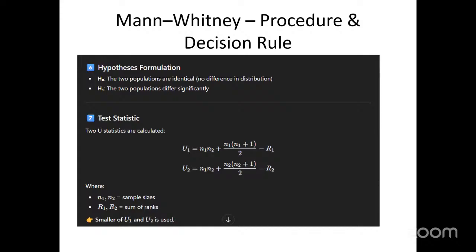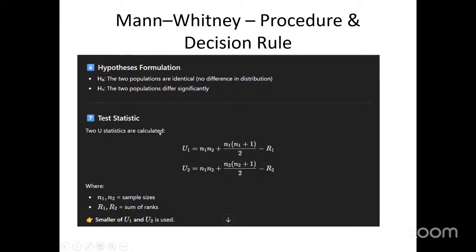So, what is the generalized hypothesis? Two populations are identical, no difference in the distribution. Two populations differ significantly. This is the null hypothesis, and this is our alternative hypothesis, as you can see.